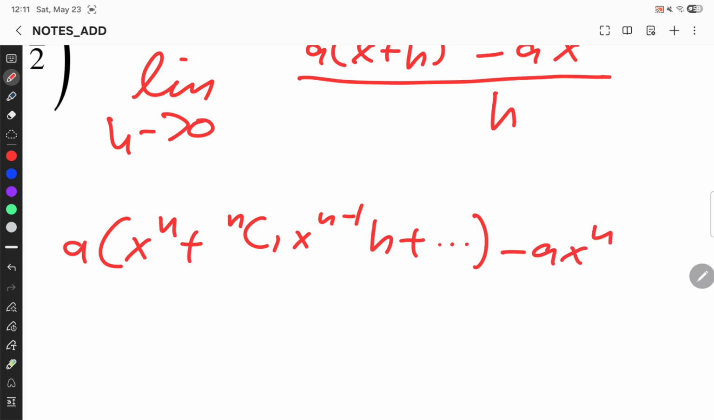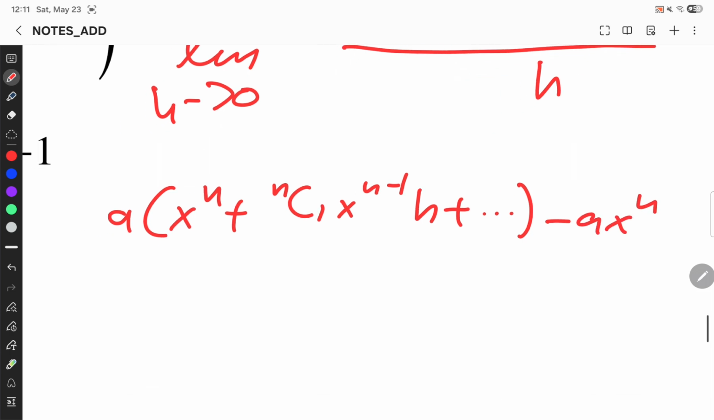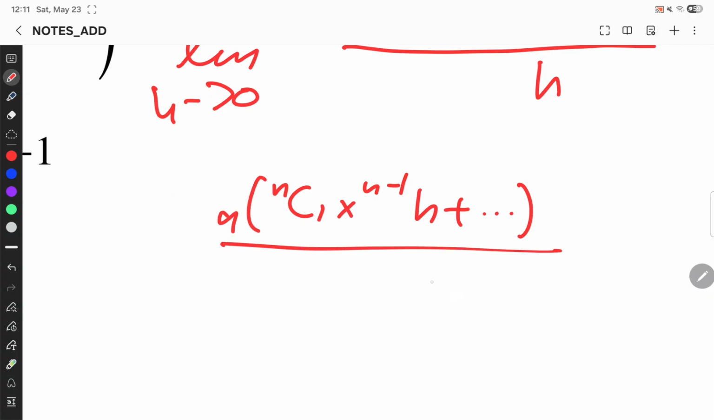Now, x^n, you can see something. These two terms can be cancelled out. Exactly, that is why we have expanded this. These two terms go away. So this is like so, all over h.